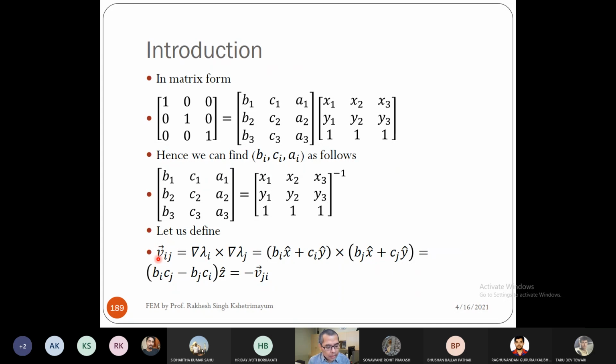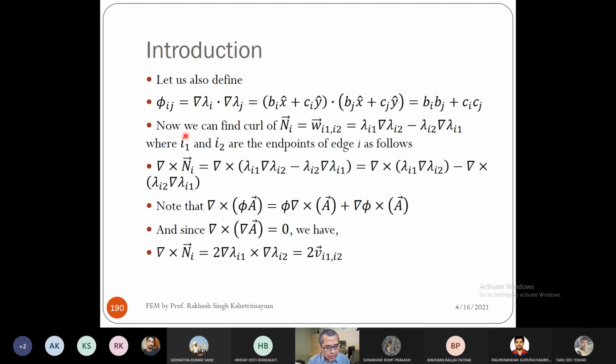I will also need phi ij, which is the dot product of the gradients of lambda i and lambda j. What is the gradient of lambda i? It is bi x hat plus ci y hat. What is the gradient of lambda j? It is bj x hat plus cj y hat. When you do the dot product, you get bibj plus cicj. So this gives me phi ij, the dot product of the gradients of lambda i and lambda j, and I would require this for finding out Sij and Tij. We'll see that very shortly.